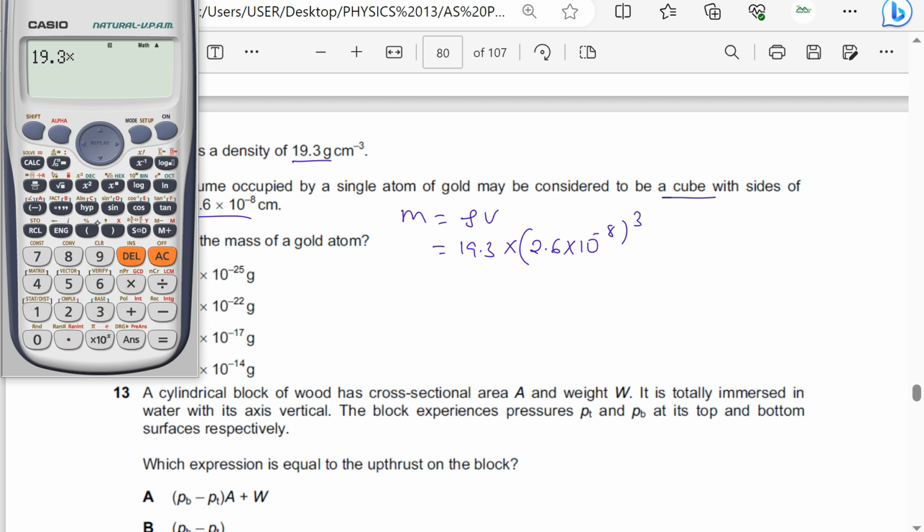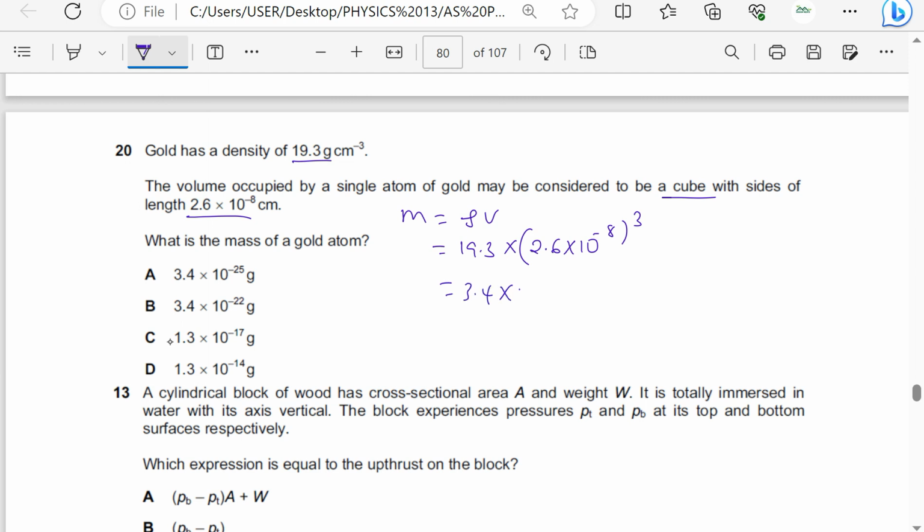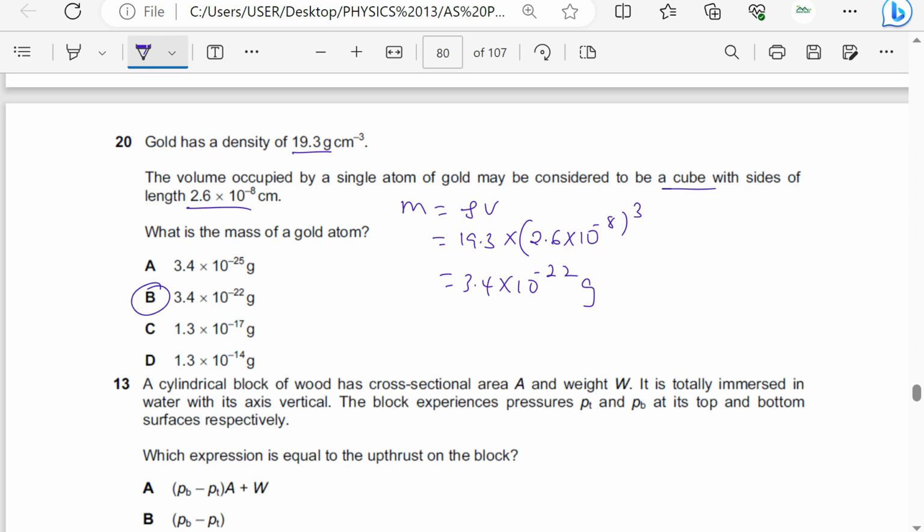19.3 times 2.6 exponent minus 8, this is power 3. So I am getting 3.4 times 10 power minus 22, in grams, since I didn't change the units. So the answer is going to be B.